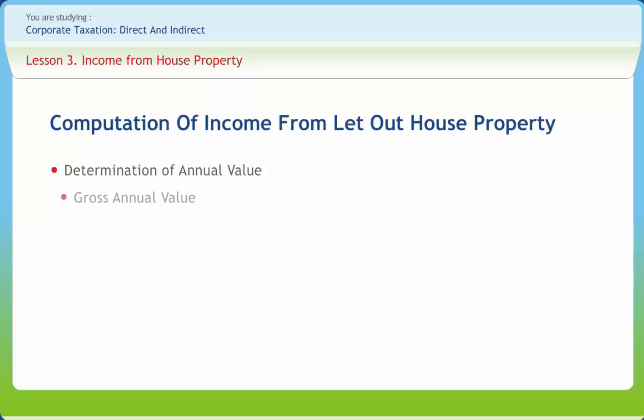In the case of property that is rented out, the gross annual value is the municipal value, the de facto rent, whether received or receivable, or the fair rental value, whichever is the highest. If, however, the Rent Control Act applies to the property, the gross value cannot exceed the de facto rent or the standard rent under the Rent Control Act, whichever is higher.